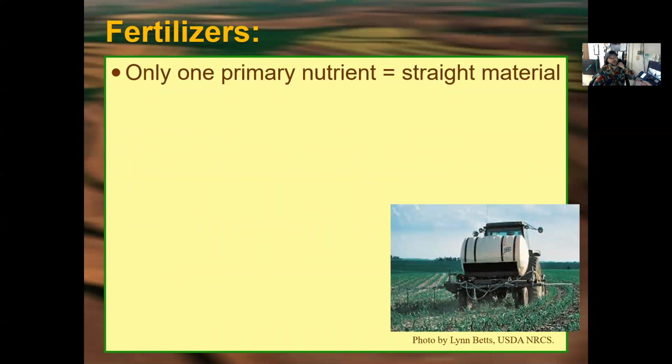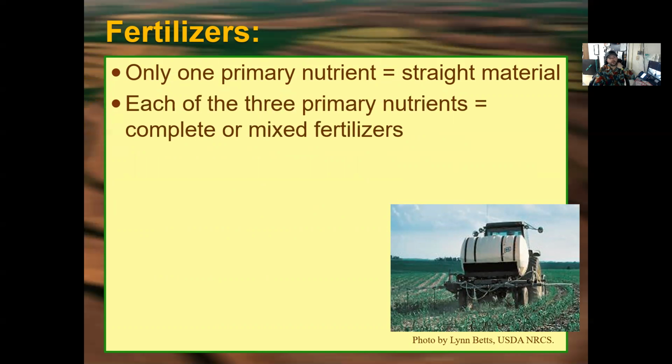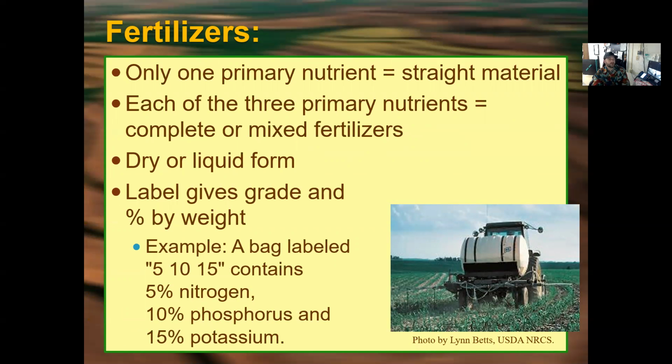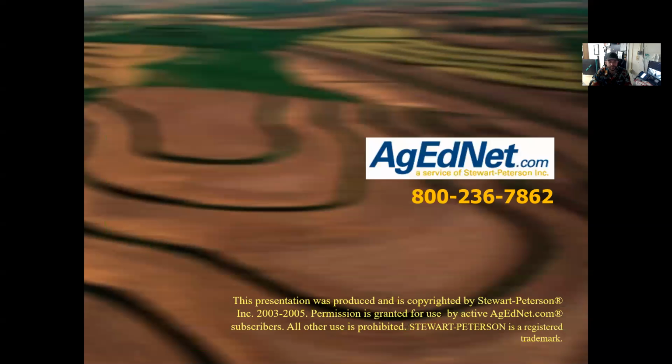Fertilizers: only one primary nutrient is a straight material. Each of the 3 primary nutrients is complete or mixed fertilizers. Dry or liquid form; we use dry in this class, we'll definitely be working with dry forms of fertilizer. And the label gives grade and percentage by weight. So an example of this would be a bag labeled 5, 10, 15. So that would include 5% nitrogen, 10% phosphorus, and 15% potassium.